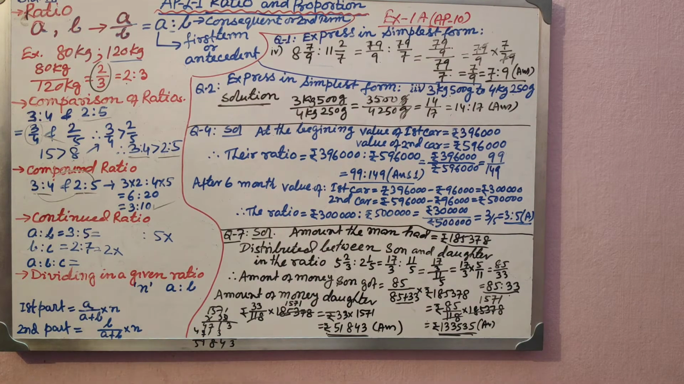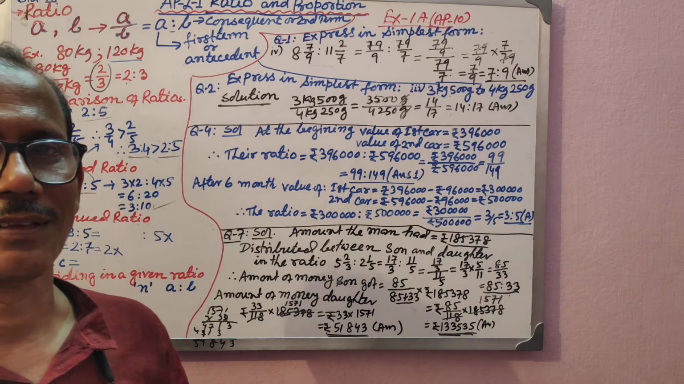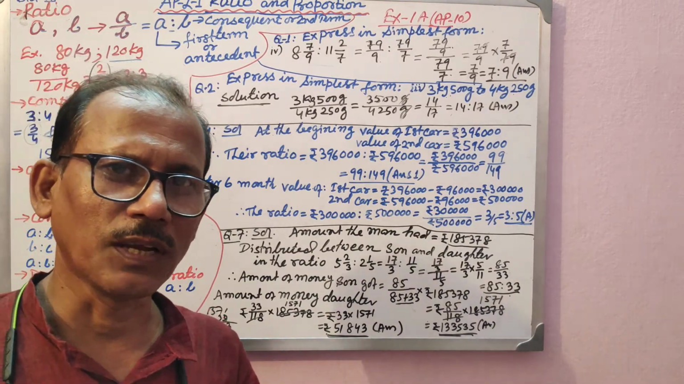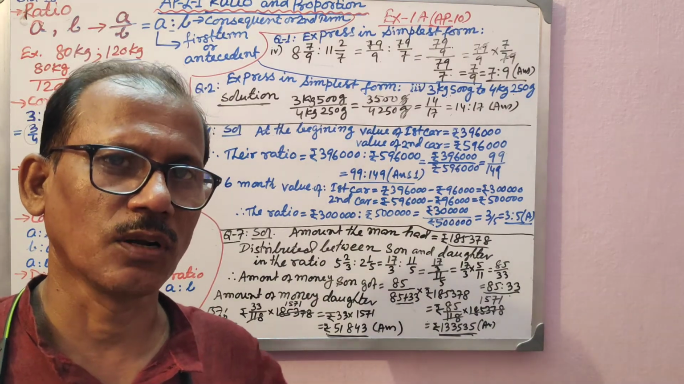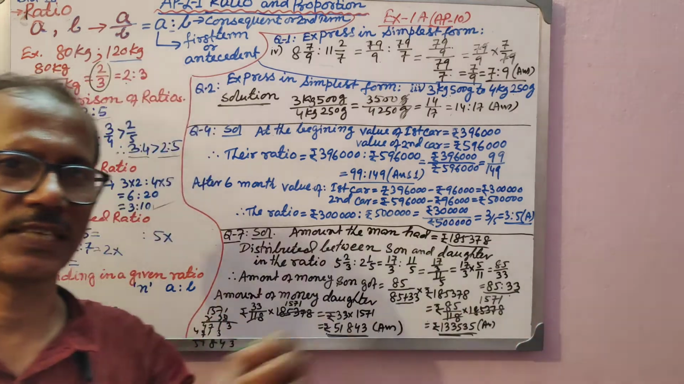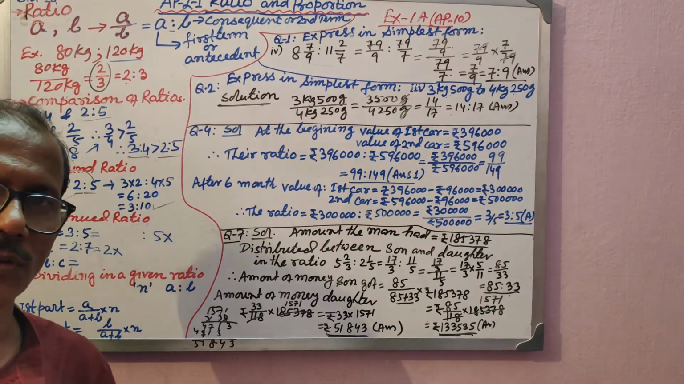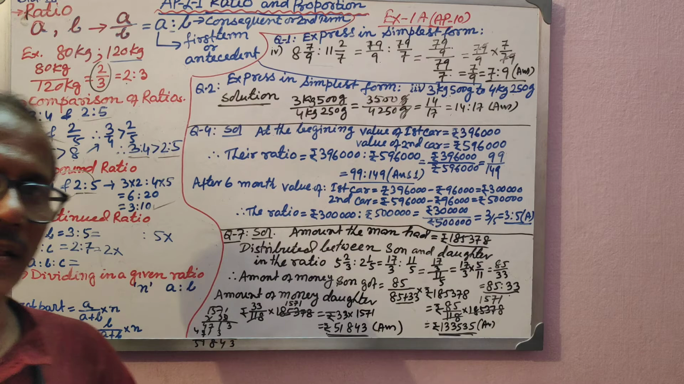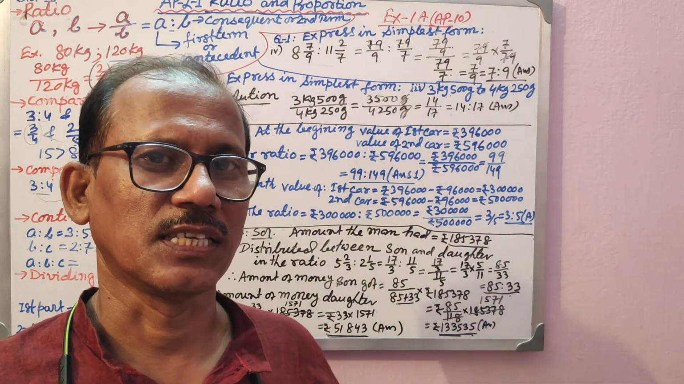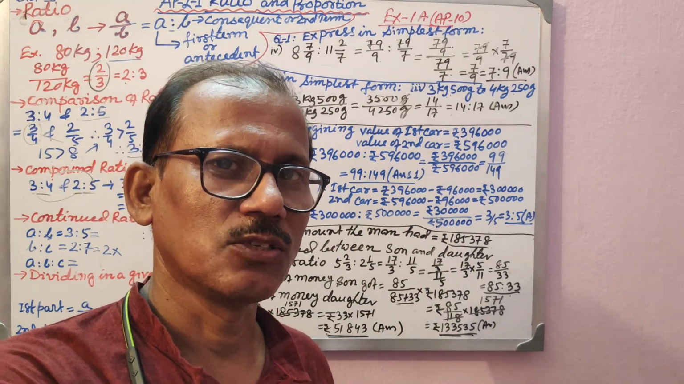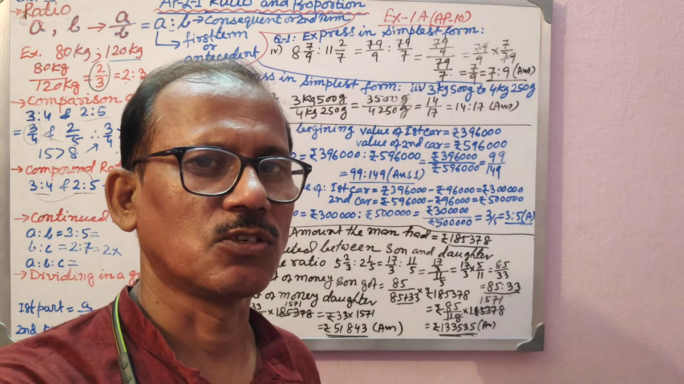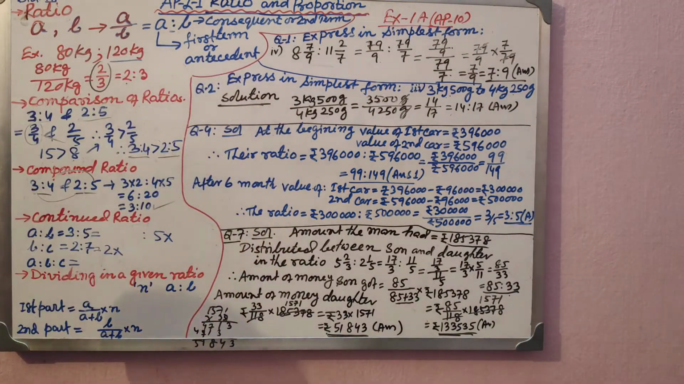Suppose you have got A is to B and B is to C. Two ratios are there, and one of the terms is common. The first ratio's consequent is common with the second ratio's antecedent. What you have to do is make both the quantities the same. The second ratio's antecedent and the first ratio's consequent have to be the same. I will take an example to make it clear.